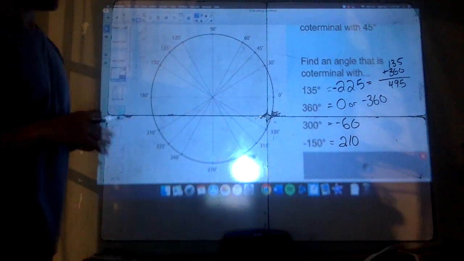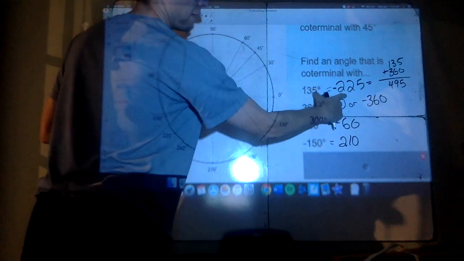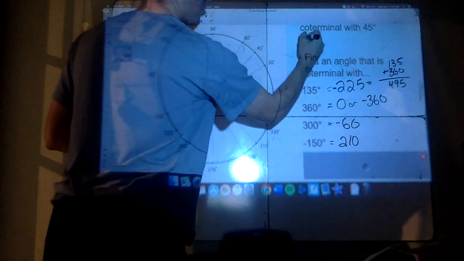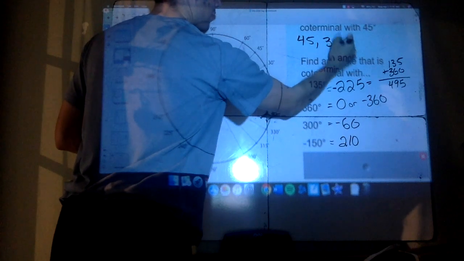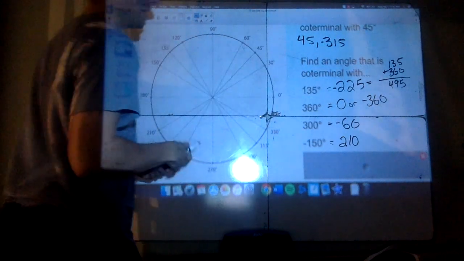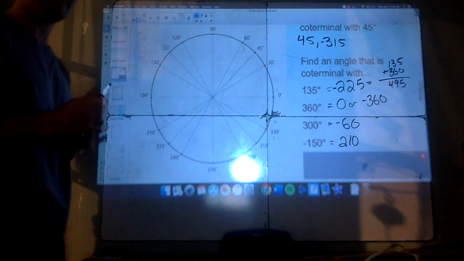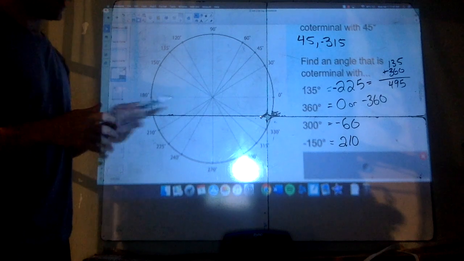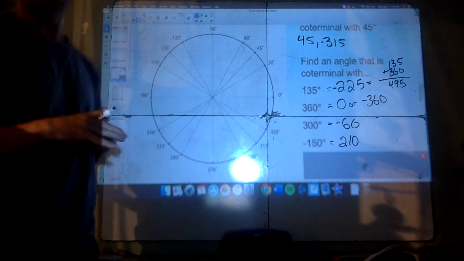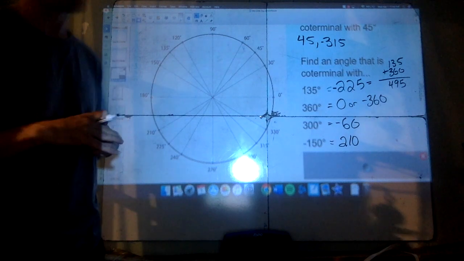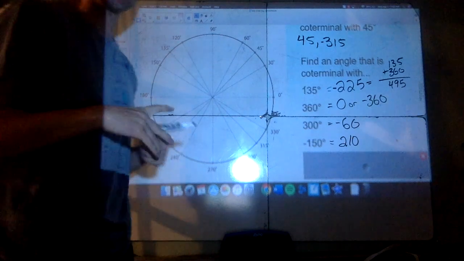One thing I know at least one of you noticed: what do we notice about these numbers? 45 and negative 315, 300 and negative 60, negative 150 and 210. One of you might have seen it: 300 plus 60 adds to 360, so it makes a full circle. That's one pattern you can use with these coterminal angles.